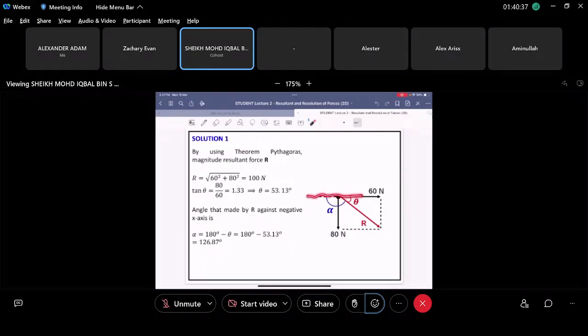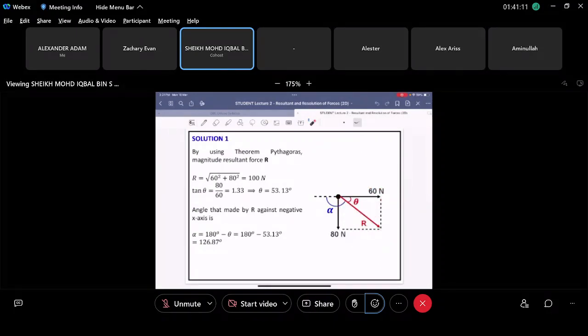This is a plane, right? So this is 90 degree. So this one is 180 degree minus this one, you will get your alpha, which is 126.87 degree, right? It's very simple, right? You just have to draw your free body diagram and then draw your resultant force, and then you start to calculate the magnitude and you start to calculate the direction, right? Magnitude and direction, right? It's easy as that.